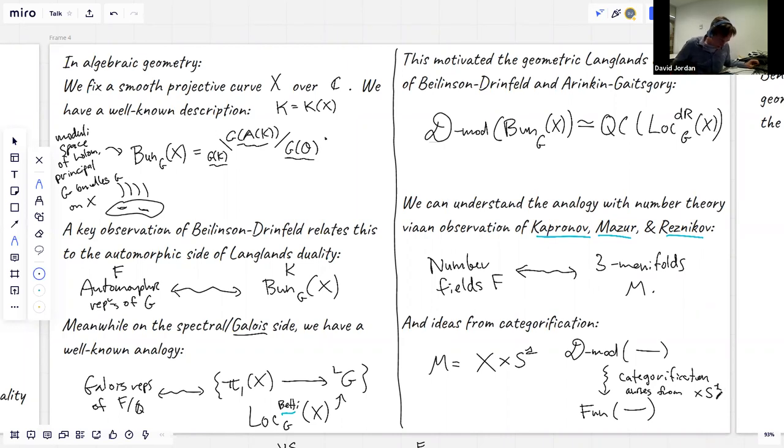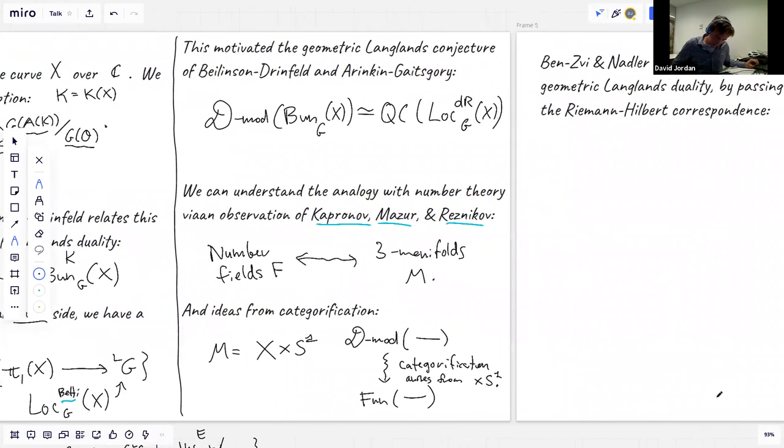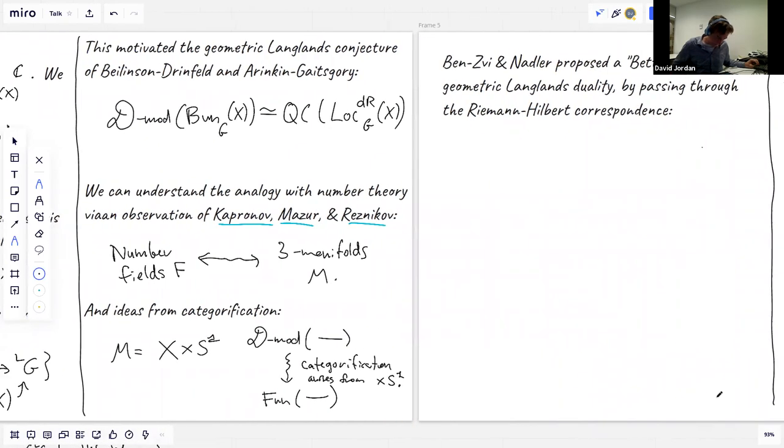So I think a point of view, it's certainly not original to me, but it's one that I want to express, is that in fact, the first landing place for Langlands duality in algebraic geometry, it really landed in dimension two, but it landed in dimension two just because we should take this algebraic curve X and we should try to cross it with a circle. So in this tour of geometric Langlands in algebraic geometry, the final stop is a proposal of Ben-Zvi and Nadler, which has certainly influenced a lot of how I think about these questions.